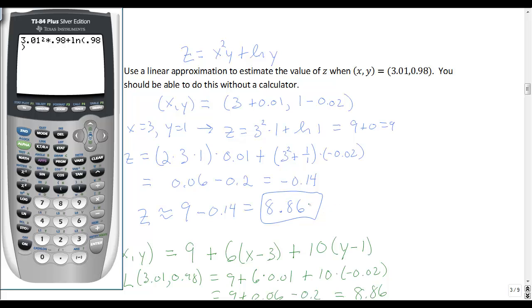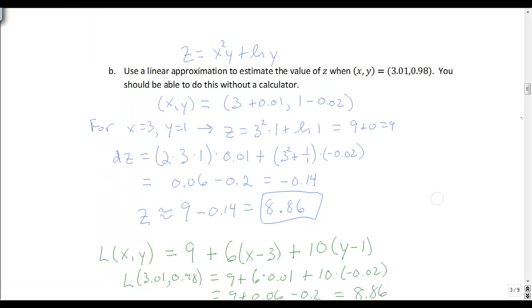Certainly closer to 8.86 than to 9 here. And what we get is 8.8, well, it would round to 8.86, but with a little more precision there. So we can approximate this value to a lot better degree than just saying 9 if we use the linear approximation. Okay, next one.